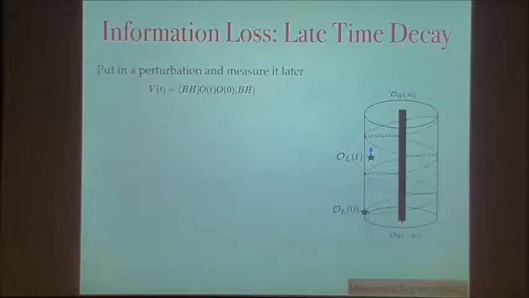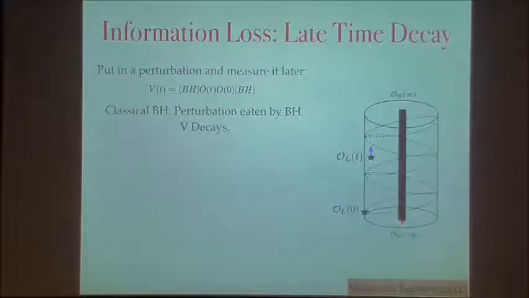Of course, classical black hole physics will tell you that this measurement will decay when you increase t. The longer you wait, the smaller the chance that you're going to measure that perturbation again. This is because whatever energy you perturb it with, it will fall into the black hole. So you wait for enough time, then all of the perturbation falls into the black hole, and you cannot measure what you put in at the beginning.